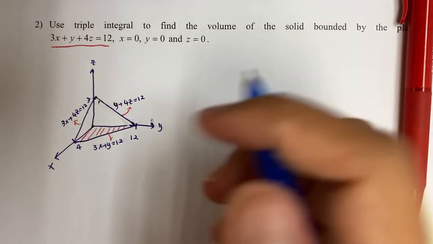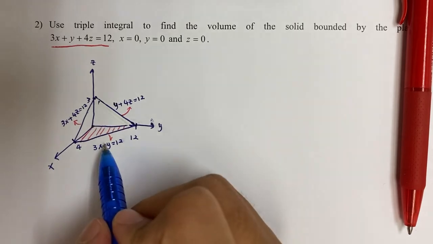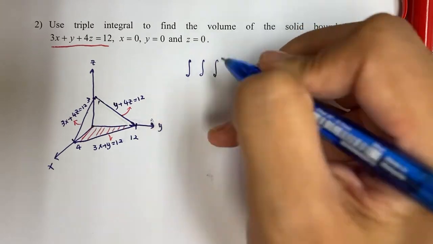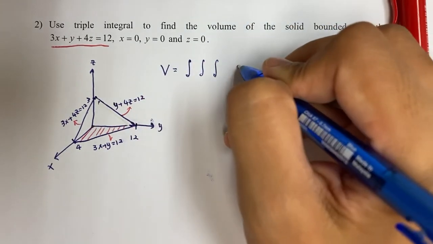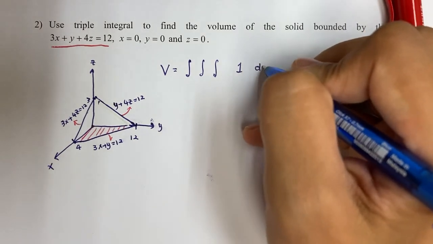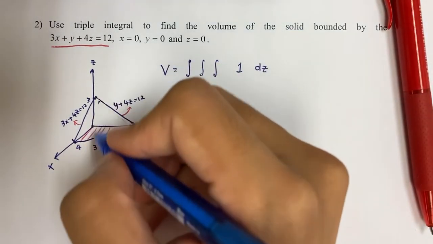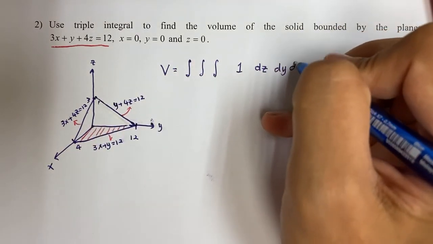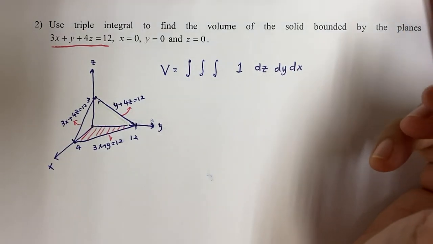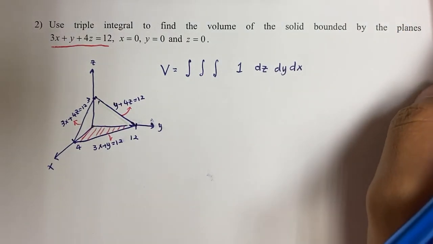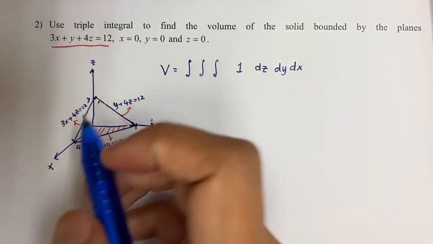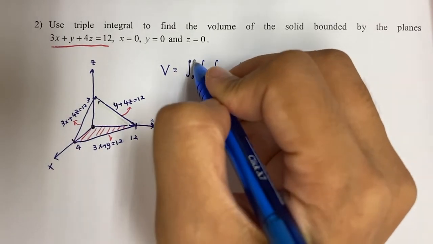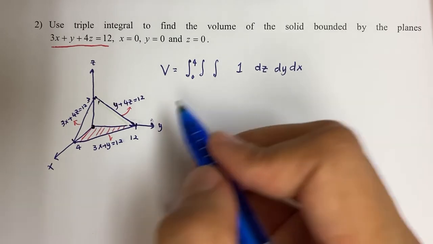Since I decide my base is the xy plane, I set up the triple integral, the volume where I integrate 1. I need to solve for z first, since the height is our z, and then continue with dy dx for the first type. So I need to know the limits for y and x. The limit for x is obviously from 0 to 4. And then what is my limit for y?